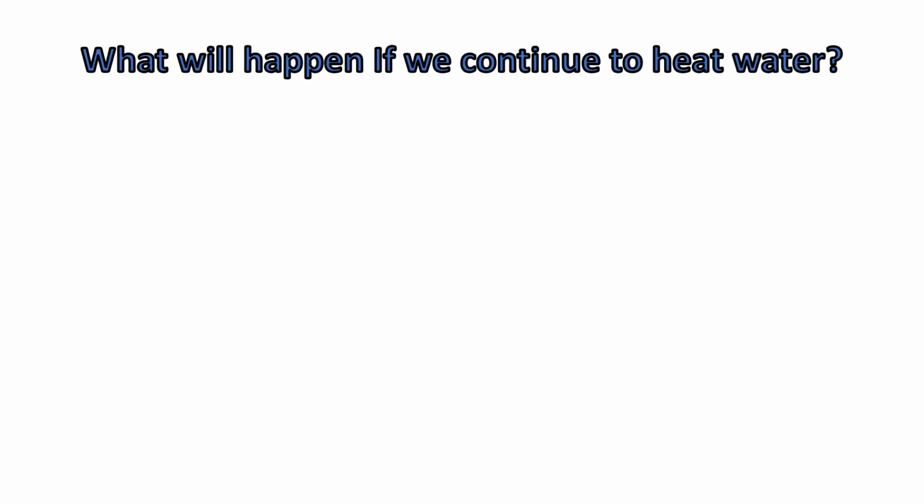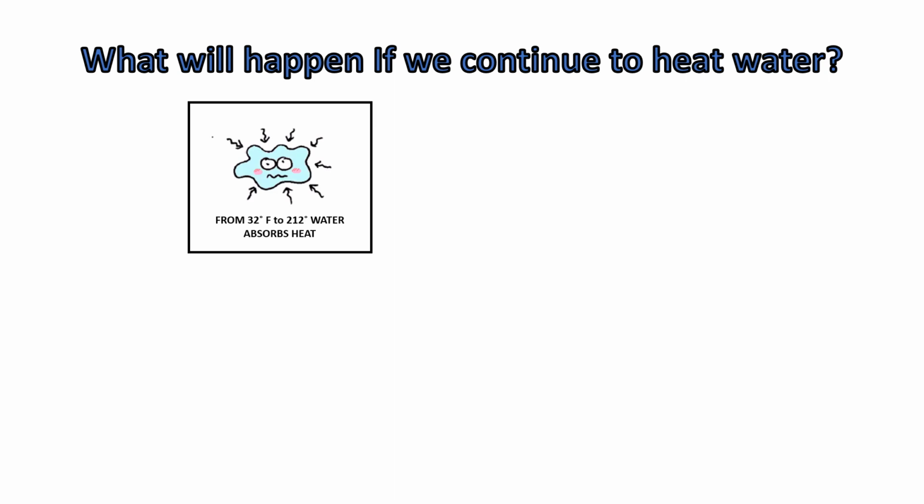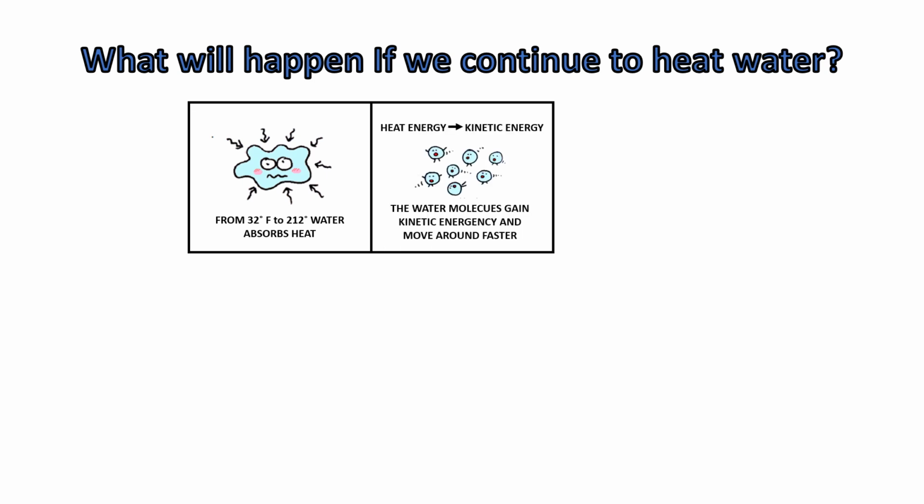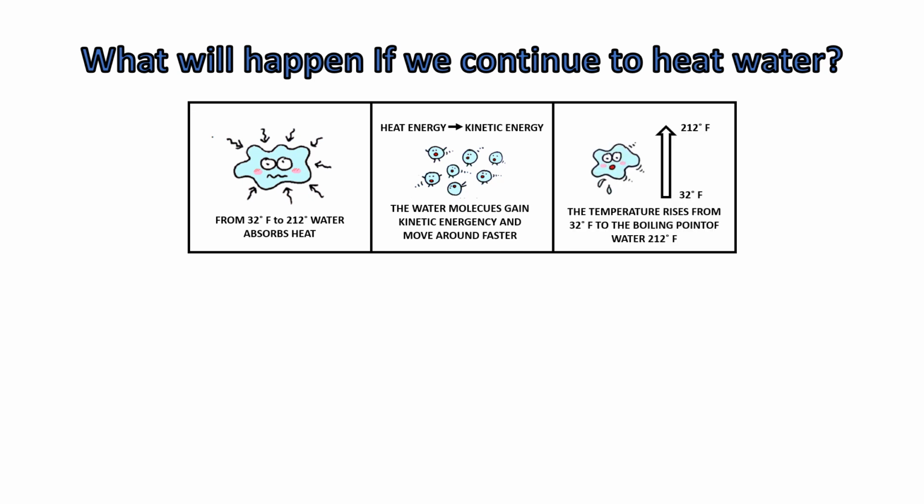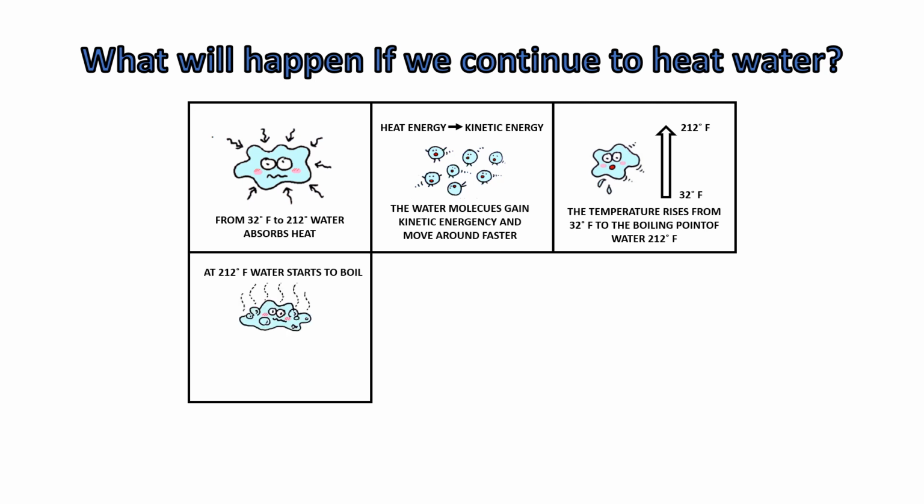What will happen if we continue to heat water? From 32 degrees Fahrenheit to 212 degrees, water absorbs heat. The water molecules gain kinetic energy and move around faster. The temperature rises from 32 degrees Fahrenheit to the boiling point of water, 212 degrees Fahrenheit. At 212 degrees Fahrenheit, water starts to boil.